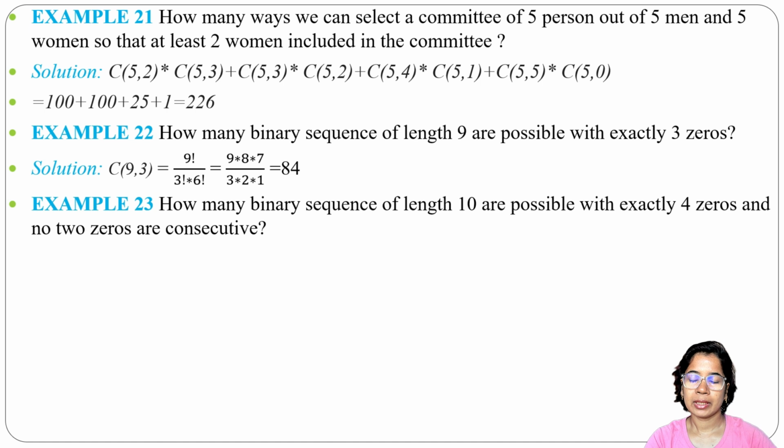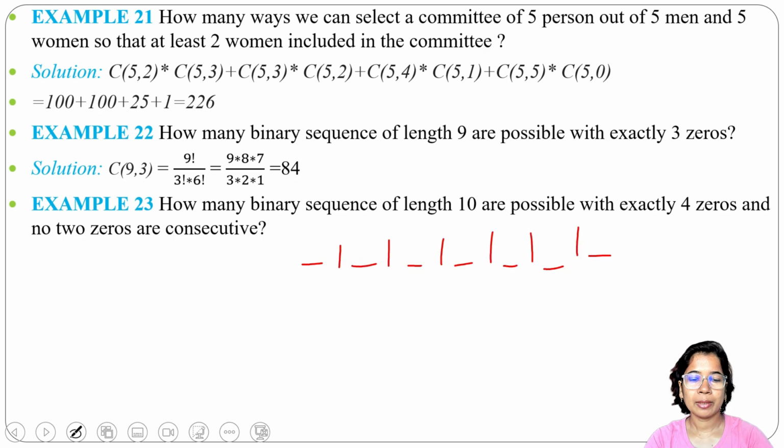Next, example 23. How many binary sequences of length 10 are possible with exactly 4 zeros and no 2 zeros are consecutive? Total is 10, so 4 zeros means 6 ones. So in between the 6 ones there are 7 places: 1, 2, 3, 4, 5, 6, 7. In those 7 places the 4 zeros can be placed. So there are 7 places where we can put the 4 zeros. That's why it will be C74.